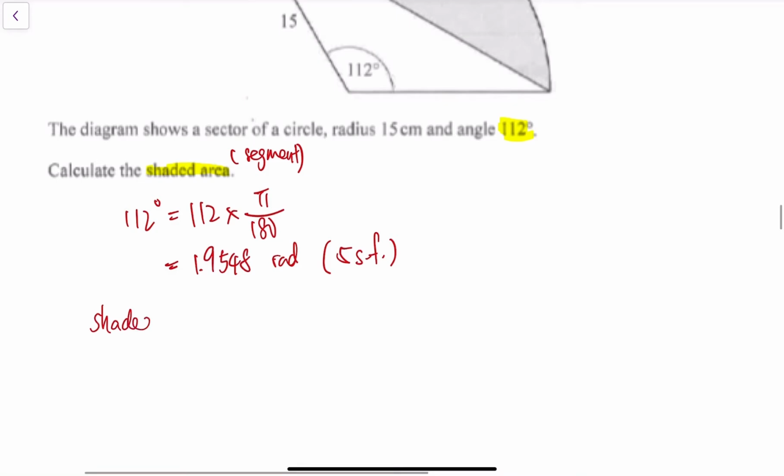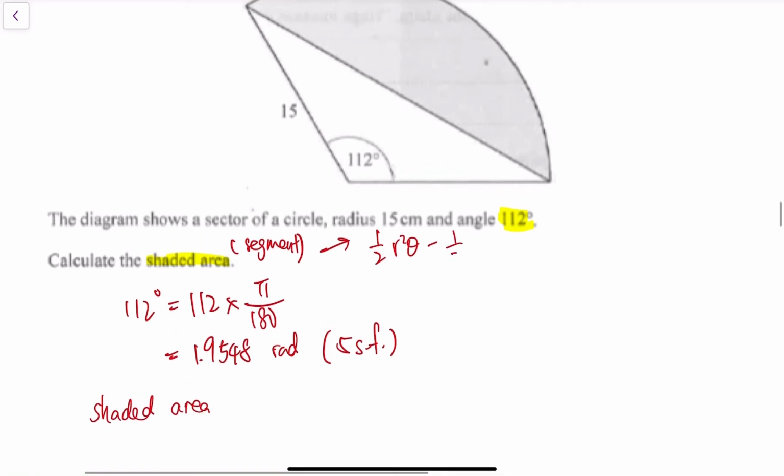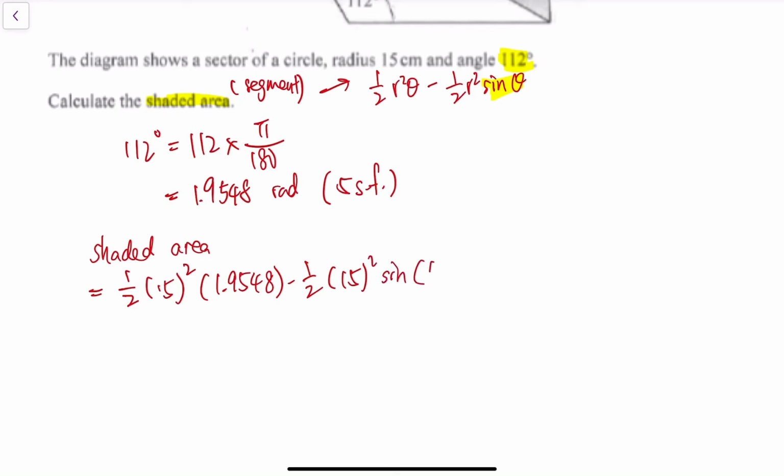So the shaded area, now I can start to calculate. Remember, if you're finding the area of a segment, it is one big piece of pizza minus the little triangle. The little triangle will have the sine over there. Okay, so the shaded area will be equal to half 15 squared times 1.9548, then I minus away half 15 squared sine 1.9548.